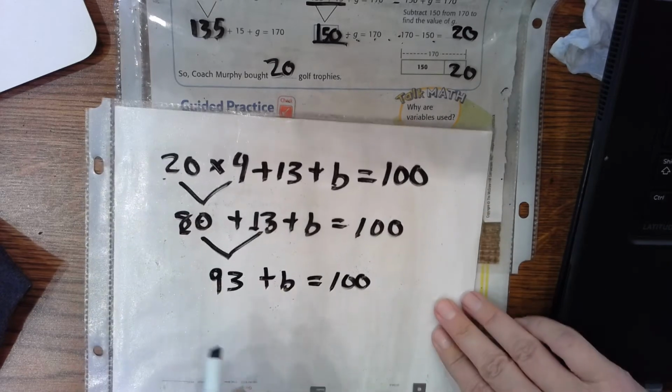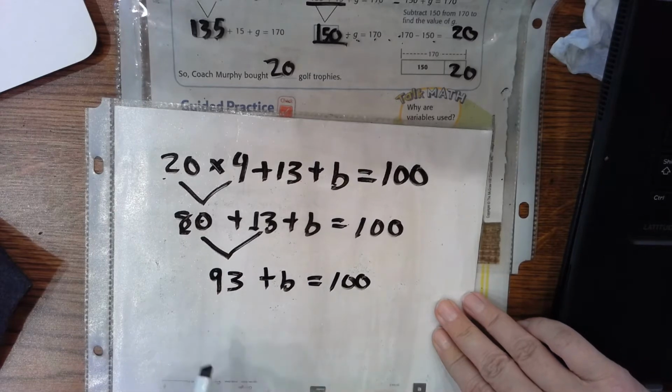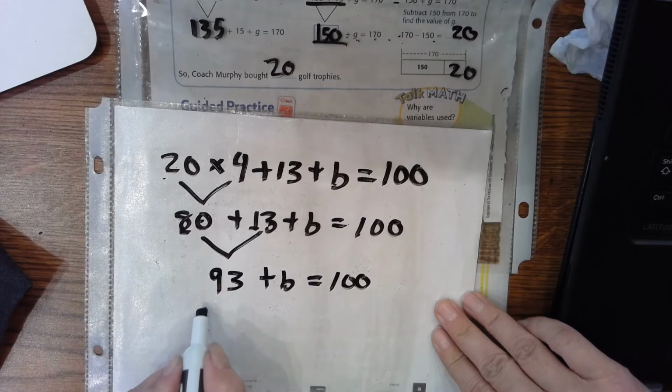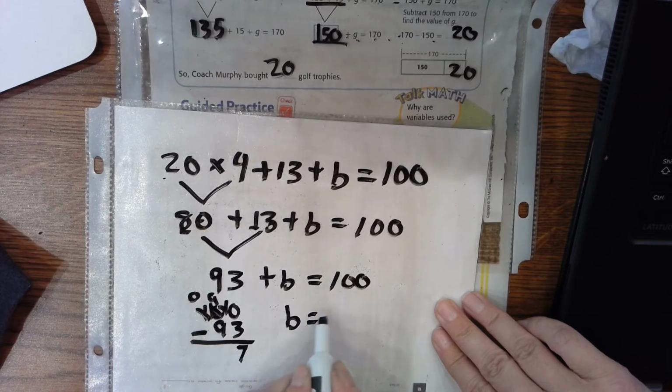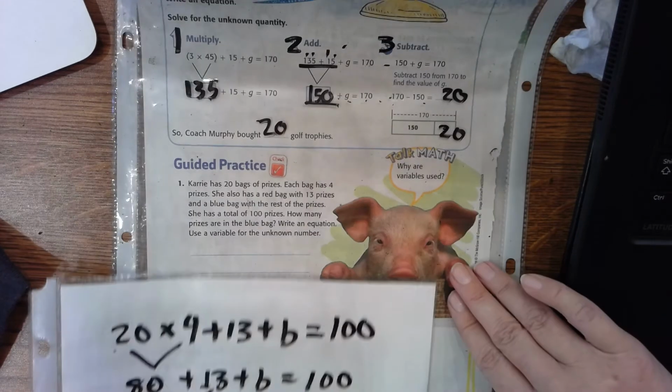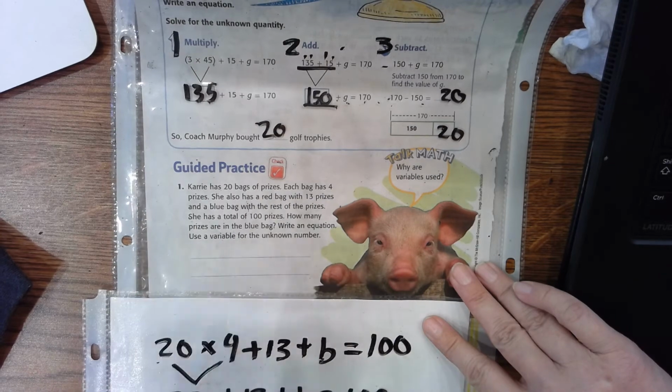And just like if I were checking an addition equation, how do we check addition? We subtract. So I'm going to take 100 and 93, subtract. When I regroup, I'm going to get 7. So B equals 7. So when I go back to the problem, use a variable for the unknown.